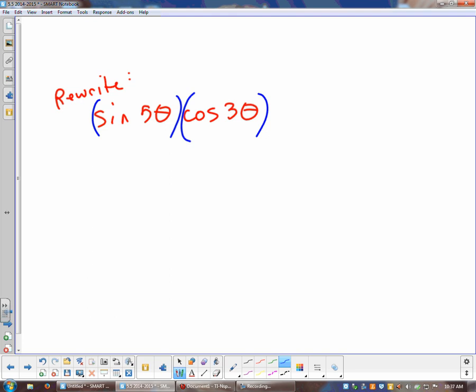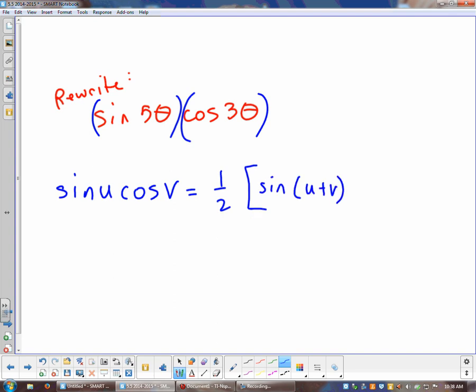Okay, so at this point, the u that we're using is really 5 theta, and the v is really 3 theta. Everybody agree? So we're going to plug in sine of 5 theta plus 3 theta, plus sine of what? Jackie? 5 theta minus 3 theta. Close bracket. And so now we just have to simplify this a little bit, and we'll have our answer.